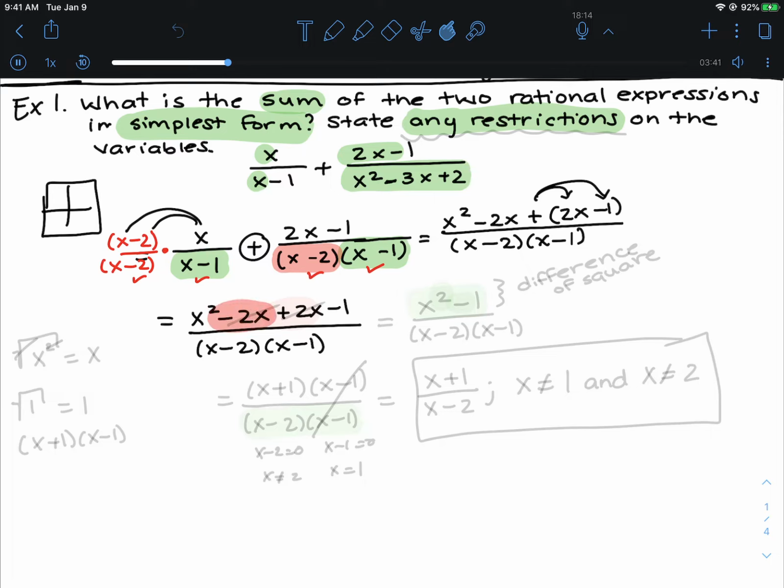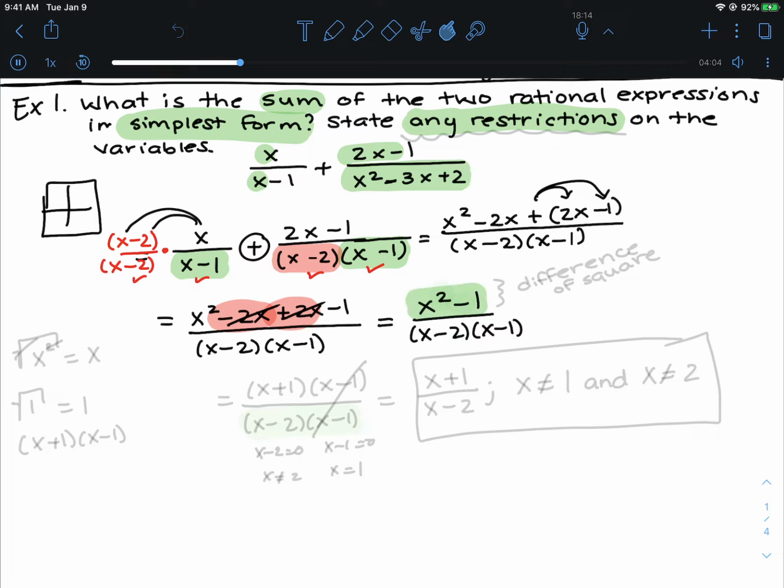Well, what can I combine? This and this. Well, what's negative 2x plus 2x? They cancel out, so you are left with x squared minus 1 over x minus 2 times x minus 1. Now, you may believe that we're done with this problem, but we're not done because of something that we got when we simplified, and that is this x squared minus 1.